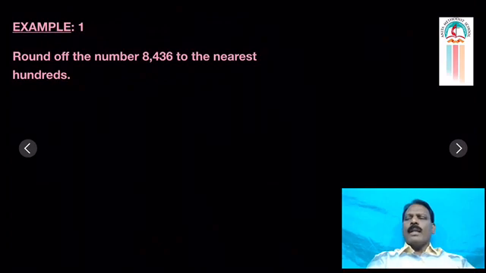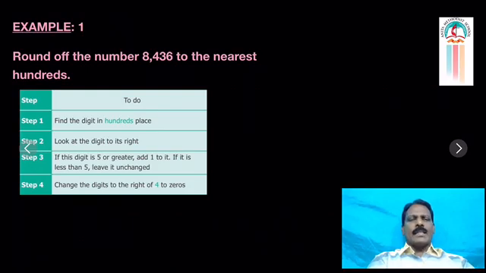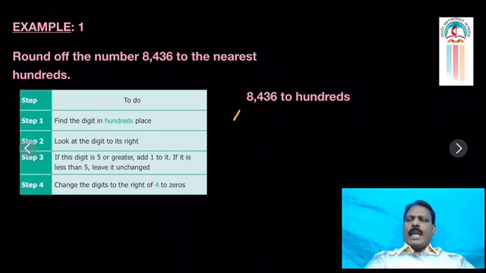Round off the number 8,436 to the nearest hundreds. Steps to do. First, step 1: find the digit in hundreds place. 8,436. Step 2: look at the digit to its right. 8,436. So 3 is underlined.